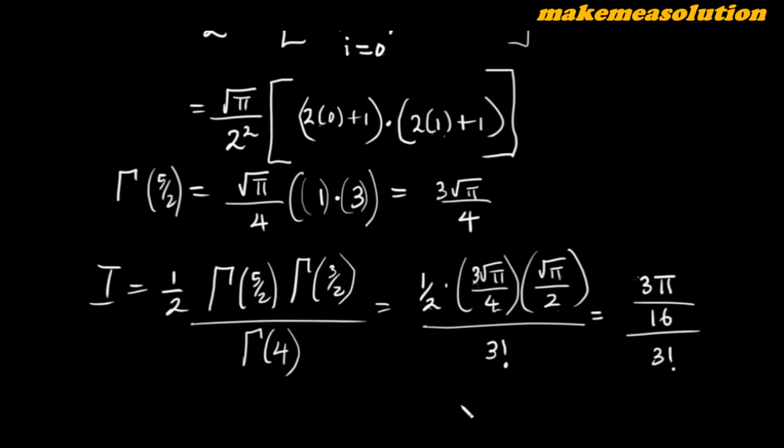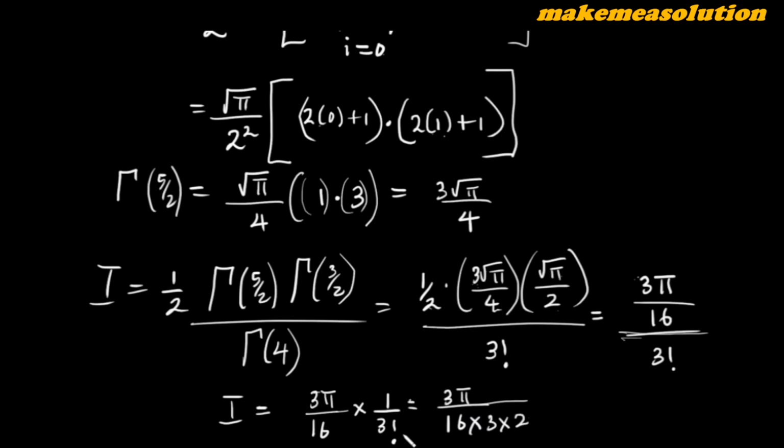So this eventually will be 3 pi all over 16 times 3 times 2, for 3 factorial, times 1. So 3 is cancelling out 3. So at the end of the day, we have pi all over 32 as the final answer. So the final answer is pi over 32.